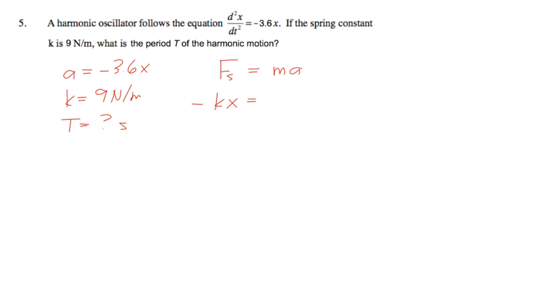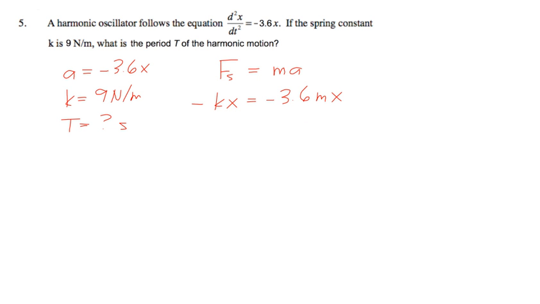So minus kx is going to equal m, and I'm going to replace a with what I said a was. So actually, I like to have my number in front, so let me write this as minus 3.6 mx, okay, because I've got the minus 3.6x, and then there's an m. So there's my a, and there's the m. So now I have that for my equation.